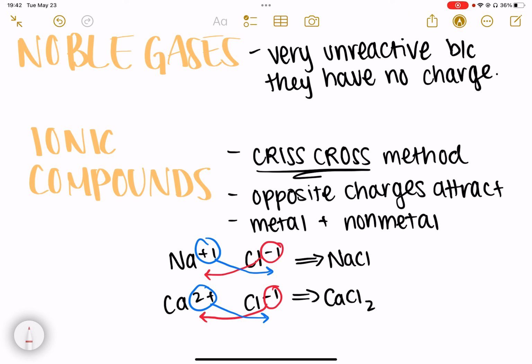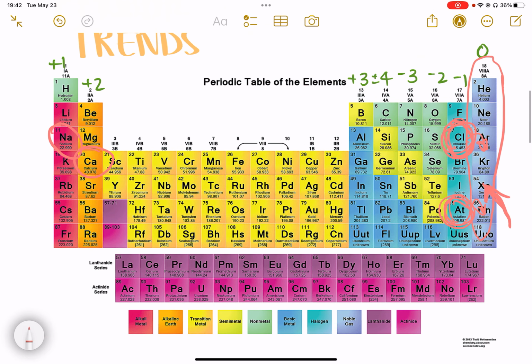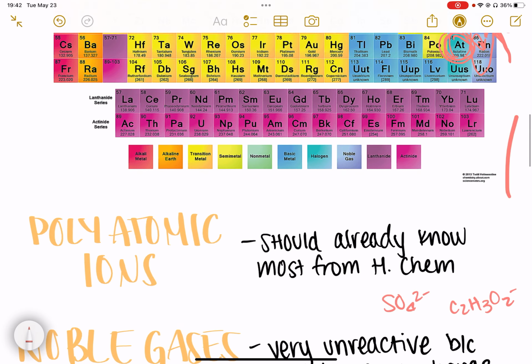So how to use the periodic table: the elements in 1A have a +1, 2A have a +2, 3A have +3, 4A have plus or minus 4, 5A have -3, 6A -2, 7A -1, and 8A 0.